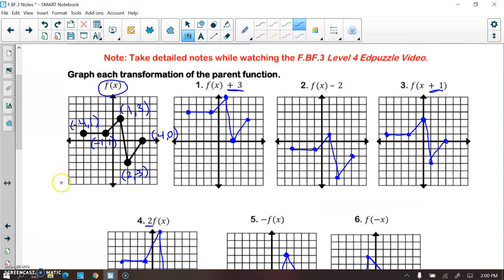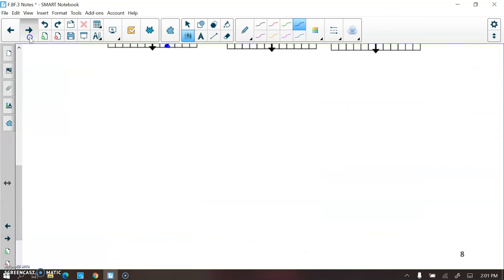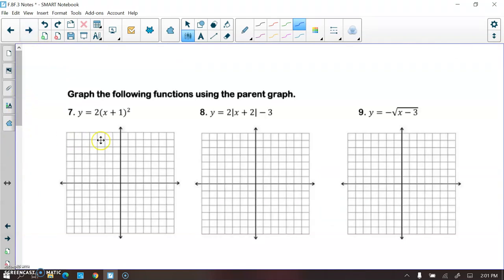Okay, so now we are going to graph based off of parent functions. And so here's where the parent functions come into play. It might be a good idea for you guys to know what the parent functions look like. So for number 7, this is a quadratic parent function. In a quadratic parent function, it is a good idea to know where your points fall.